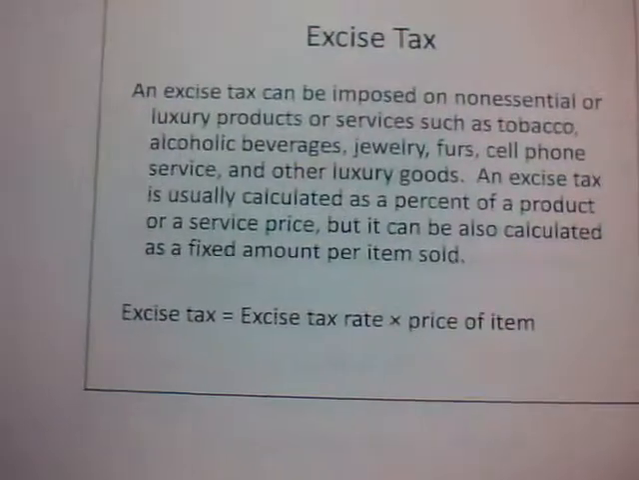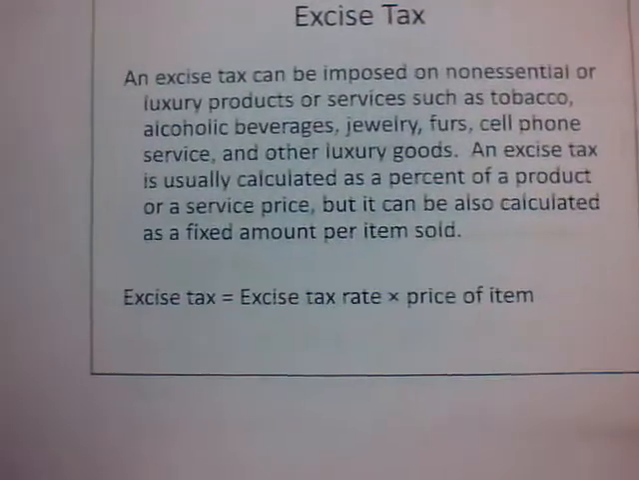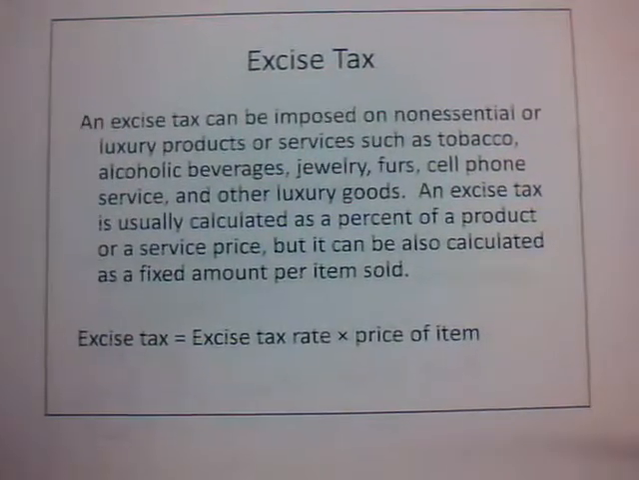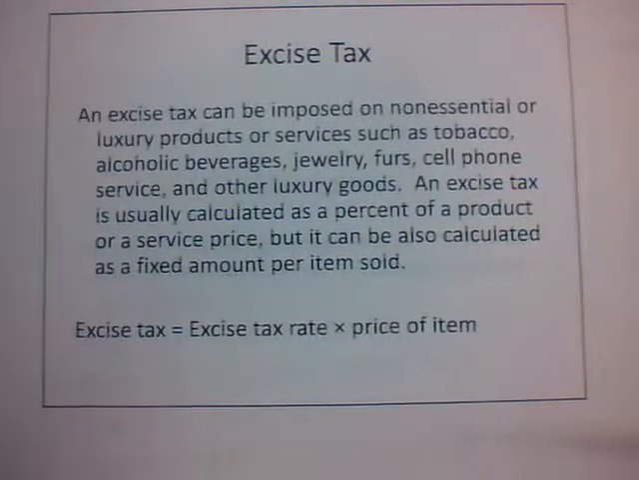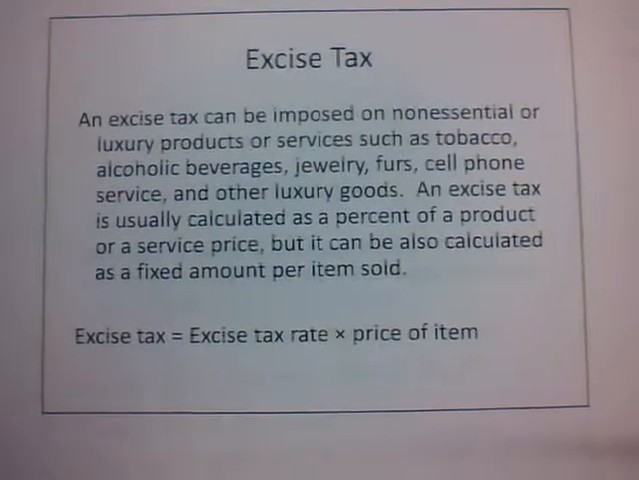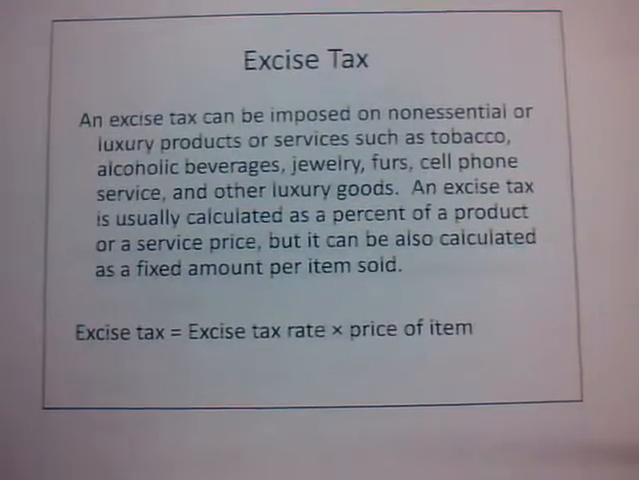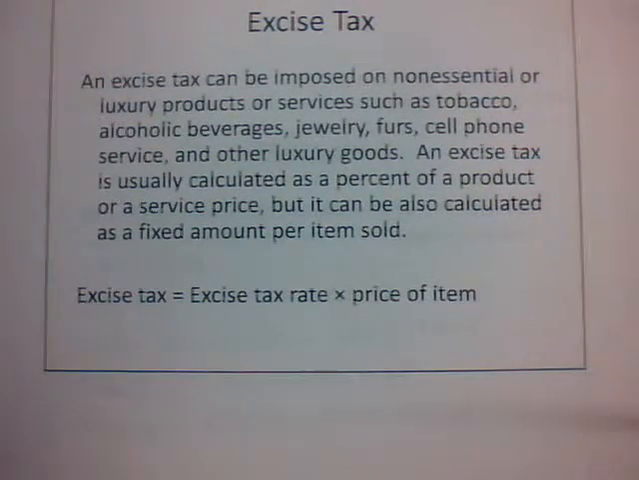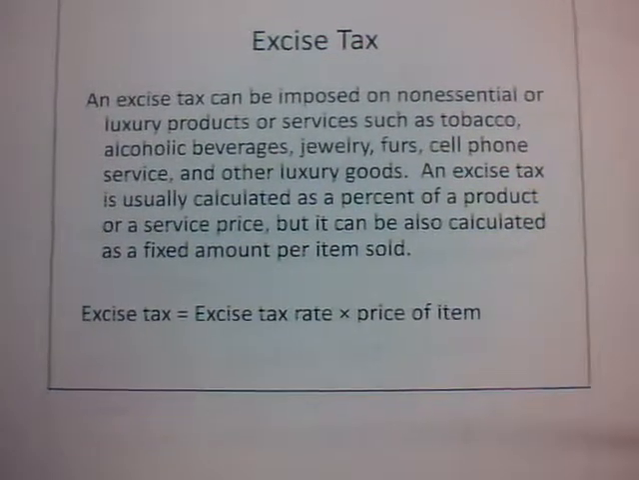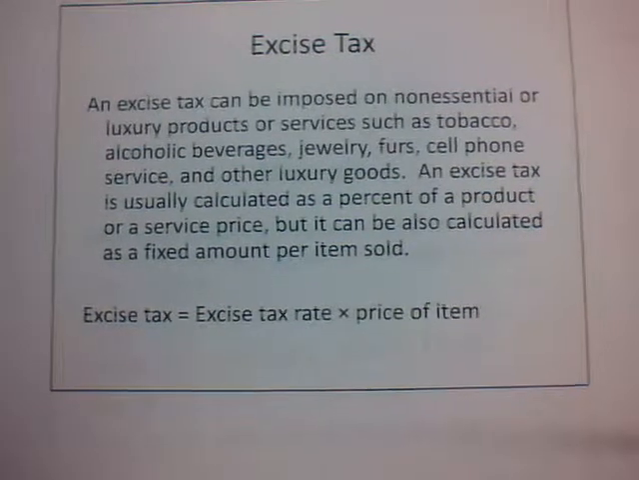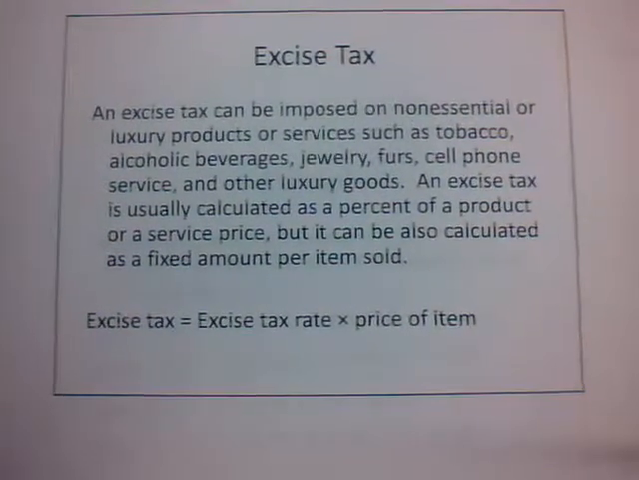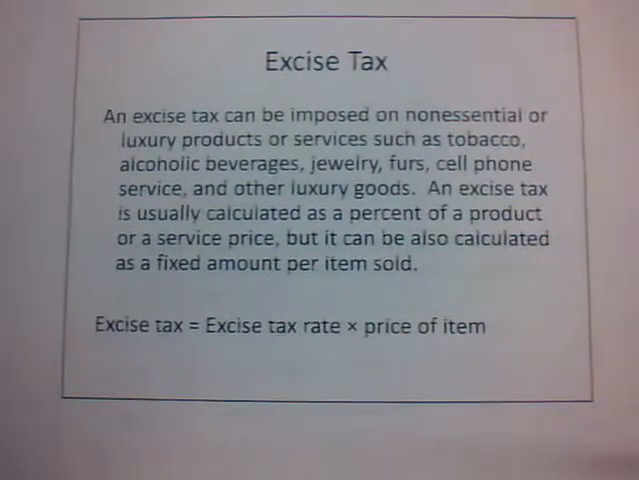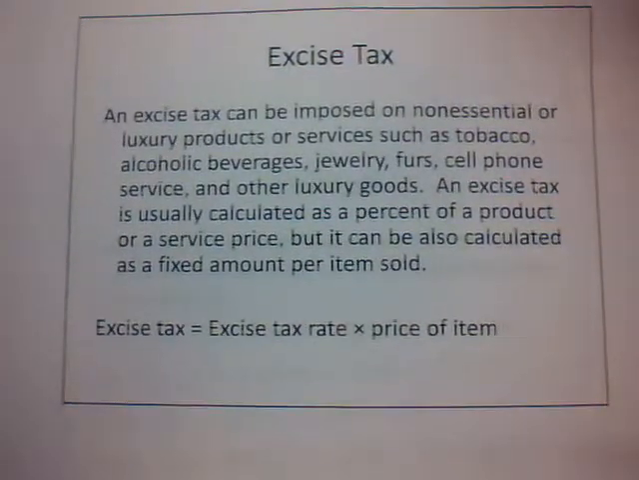Also, there's another type of tax which is called excise tax. Here, this can be imposed on non-essential or luxury products such as tobacco, alcoholic beverages, jewelry, furs, and also services like cell phone and other luxury goods. Here, the excise tax is usually calculated as a percent of a product or a service price, but it also can be calculated as a fixed amount per item sold. So here, to find the excise tax, you always take the excise tax rate and multiply it by the price of the item.